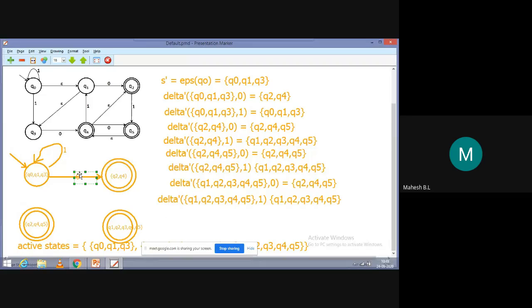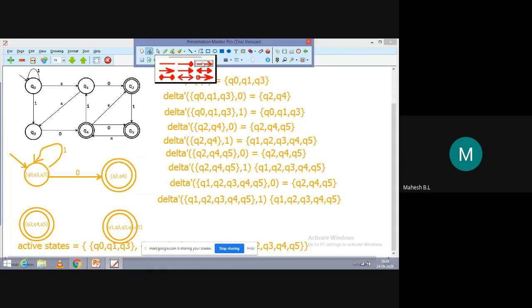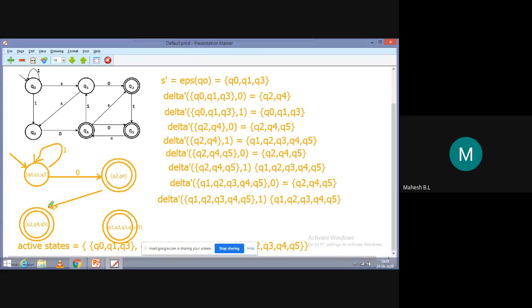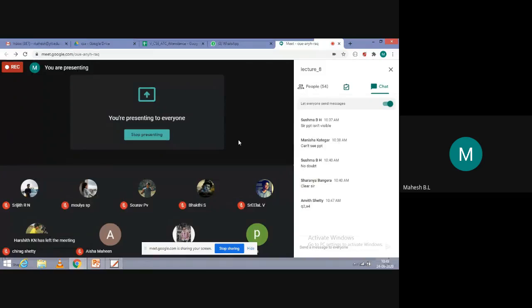Then let's consider Q2, Q4. So Q2, Q4 on 0 has a transition to Q2 Q4 Q5. From here there is a transition to this Q2 Q4 Q5. On 0 there is a transition to Q2 Q4 Q5.